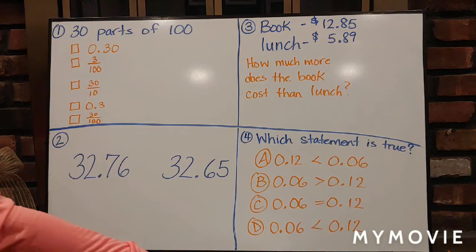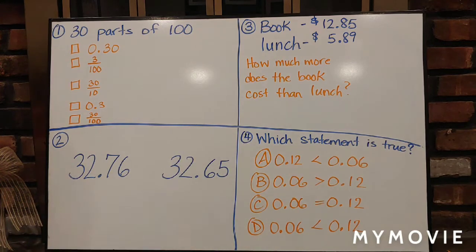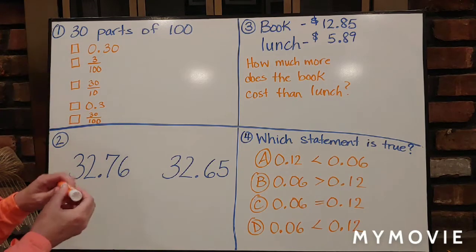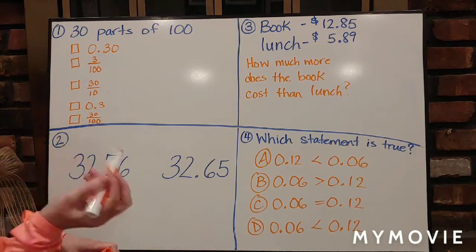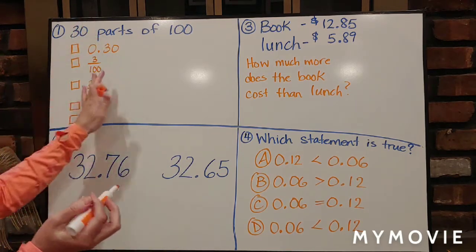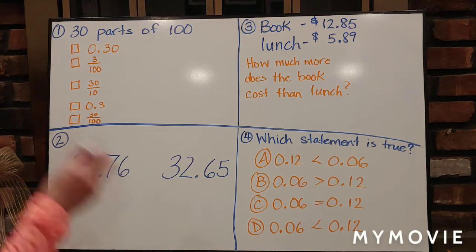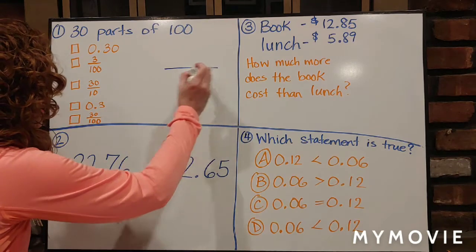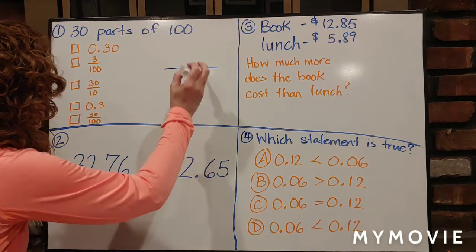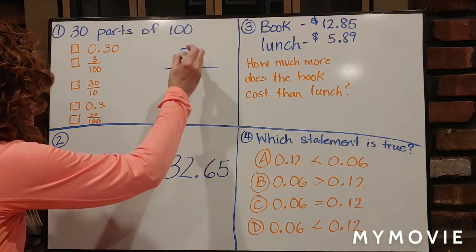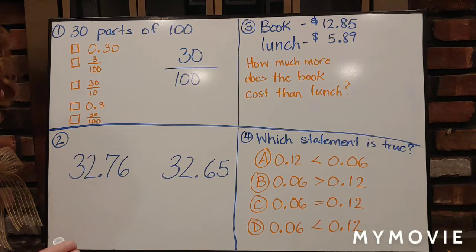All right, our first question says, Heather writes a number that shows 30 parts of 100. Select all that could be Heather's number. So if it's 30 parts of 100, let's make our fraction. Before we even look at these choices, we're going to make our fraction because we know that if it's 30 parts of 100, altogether there are 100 parts, and she's representing 30.